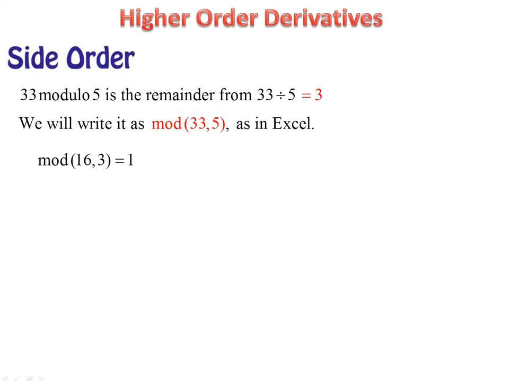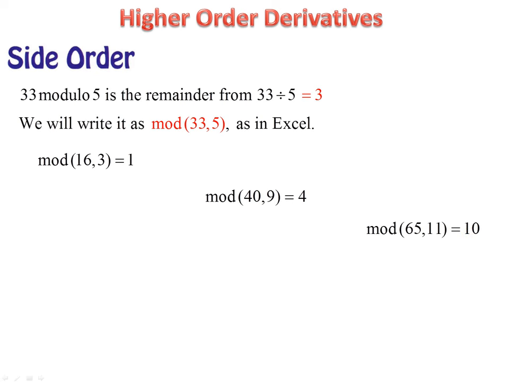Let's take some examples. Mod 16, 3. Well, 16 divided by 3. 5 3s are 15. Remainder 1. Mod 40, 9. 40 divided by 9. Well, 4 9s are 36. Remainder 4. Mod 65, 11. Well, 5 11s are 55, remainder 10.